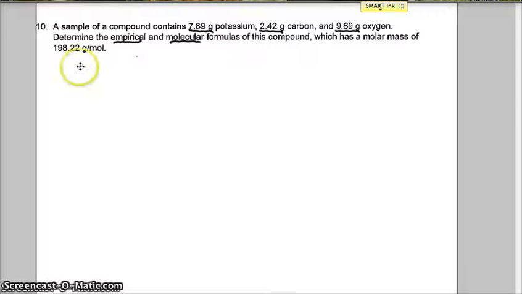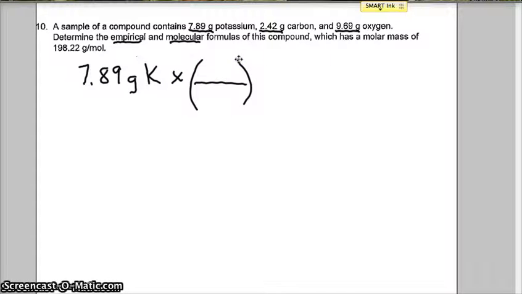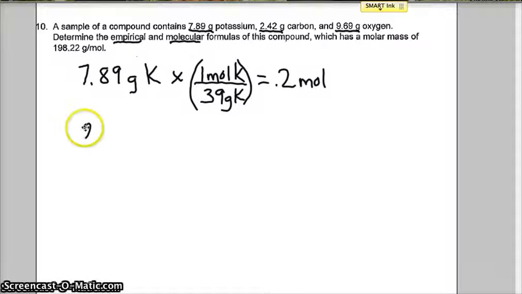And doing that, we need to use these given masses that they give us and convert those into moles. And we do that by taking the grams, multiplying it by 1 mole over the molar mass, and that's what we find on the periodic table. So potassium is 39 grams, and you'll find that on the periodic table. So then we take 7.89 divided by 39, and we get 0.2 moles of potassium.